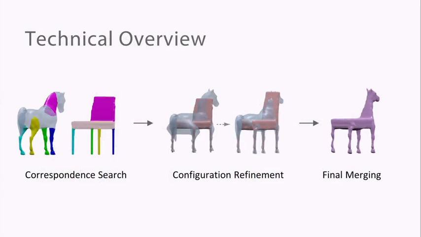So those were the technical components, and now I'll talk about the actual method. So the first step, we obtain a correspondence between the segments of the two shapes. And this gives us a rough alignment. The next step, we refine this rough configuration to get something that looks a little better. And then the final merging, we remove some parts from the two shapes and then just combine them to get our final output.